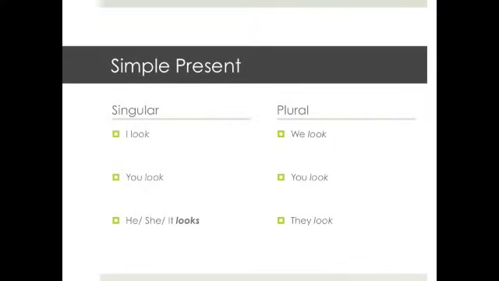The simple present. Okay, for the subject I, you're going to keep the verb as it is in the infinitive. In other words, I look. You look. But notice, he, she, or it will have an S at the end of the verb. He looks. Or she looks. For plural, we look. For you plural, you look. That's referring to more than one person. And finally, for they look. So the only thing to really remember here is he, she looks.